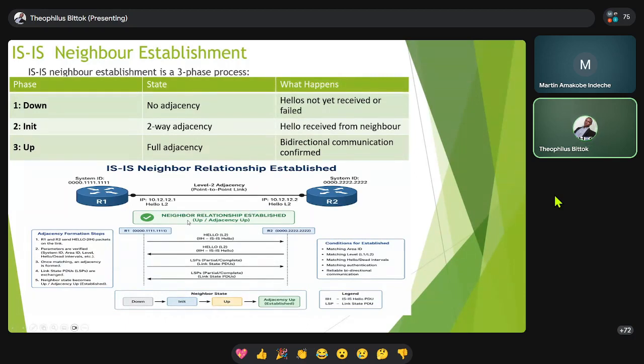Another thing is that you may find a situation whereby the MTU size may stop you from forming an adjacency. Let's say, for example, we have a different MTU on this port. Let's say we have an MTU of 1500 here and maybe an MTU of 9000 here. So it may stop you.